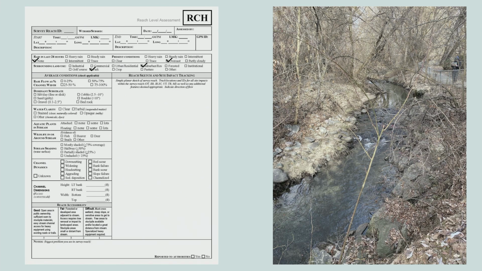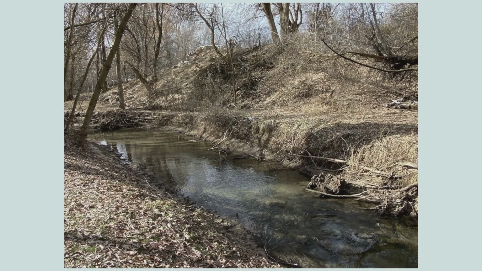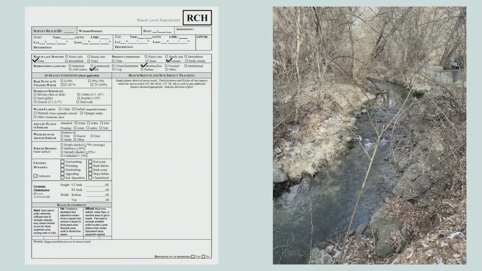Next is the average condition of the reach. The first thing to look for is base flow as percent of channel width. So here's our creek. You can see the bottom is almost completely, if not completely, covered in water. There are a few spots where the stream didn't entirely cover the bottom, but this is a pretty good representation of average. So I'm going to say that the base flow made up 75 to 100% of the channel width.